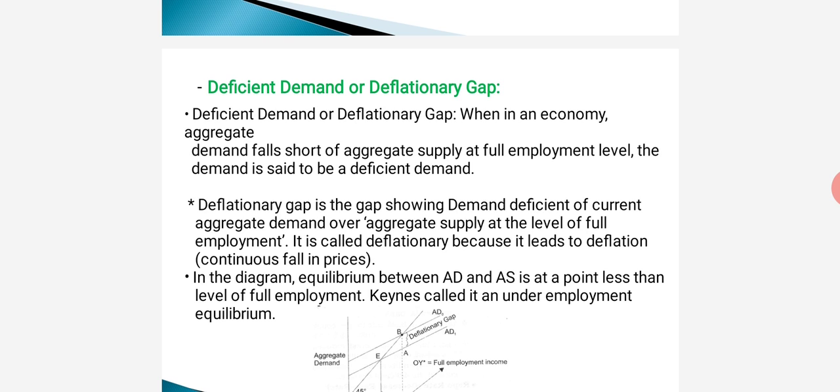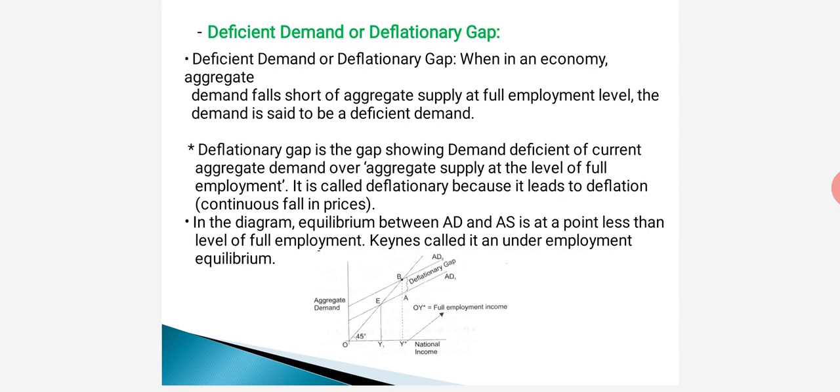So deficient demand or deflationary gap: when in an economy aggregate demand falls short of aggregate supply at the full employment level, the demand is said to be deficient demand. When we talk about deflationary gap, it's very clear from the diagram, children. You can see demand is required till point B, that's full employment equilibrium, but the demand is only till point A, and the equilibrium strikes first at point E. E shows underemployment equilibrium, children.